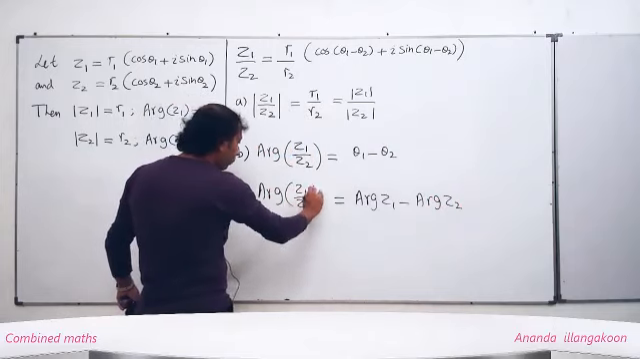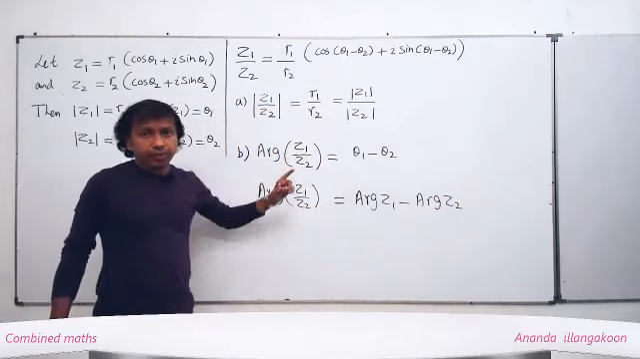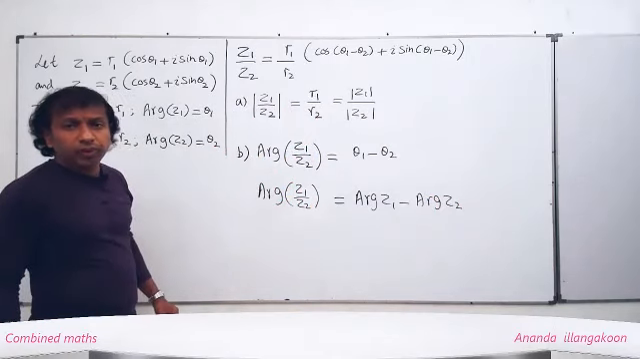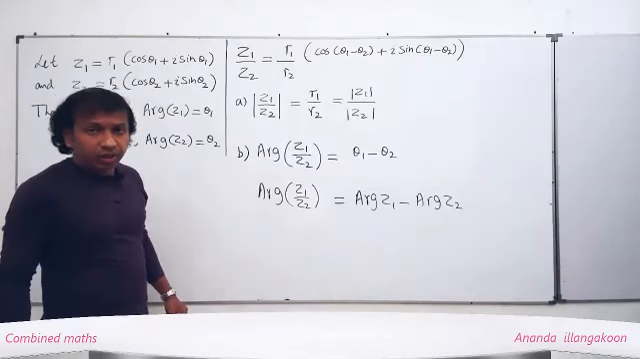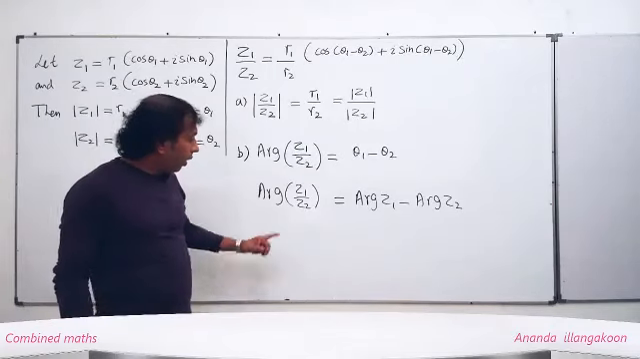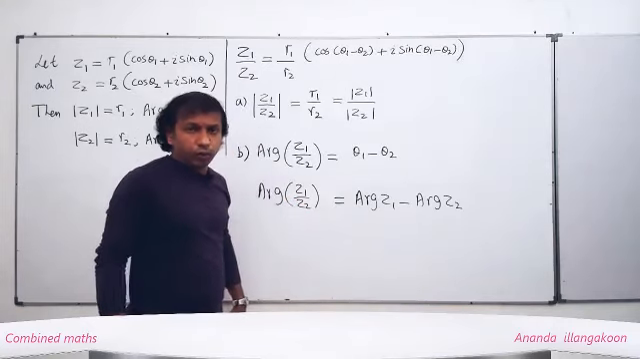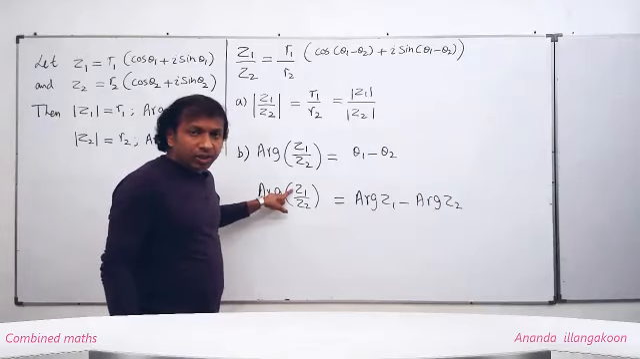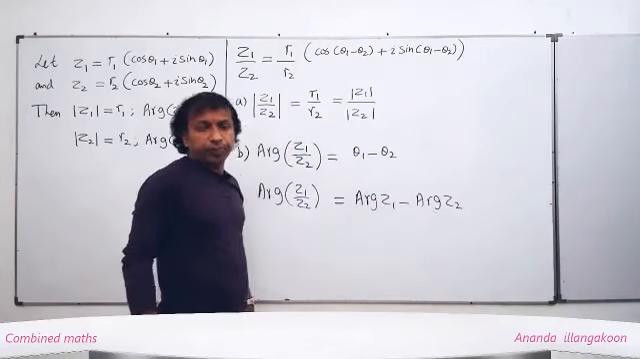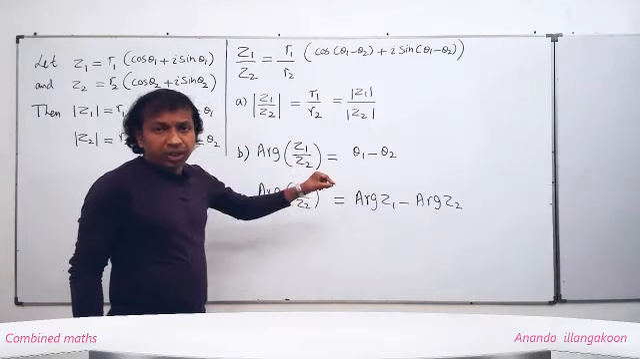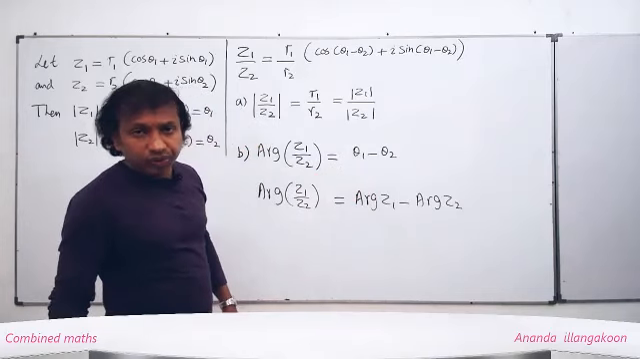Z1 divided by Z2. What is this result? This is an important one, as we know from before. When you divide two complex numbers, what happens to the argument of the resulting complex number? The argument of the resulting complex number is the difference of the arguments of the complex numbers. What is the order of taking the difference? Numerator complex number argument minus denominator complex number argument. Numerator argument minus denominator argument is the way of getting the difference of the arguments, right?